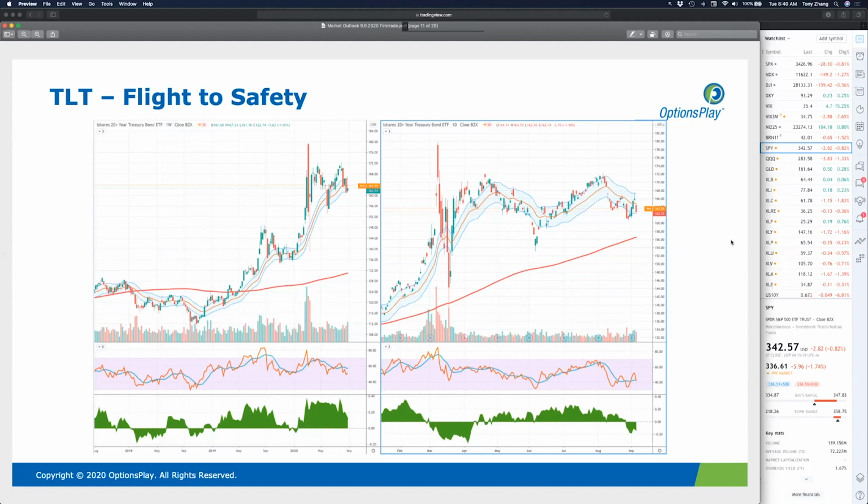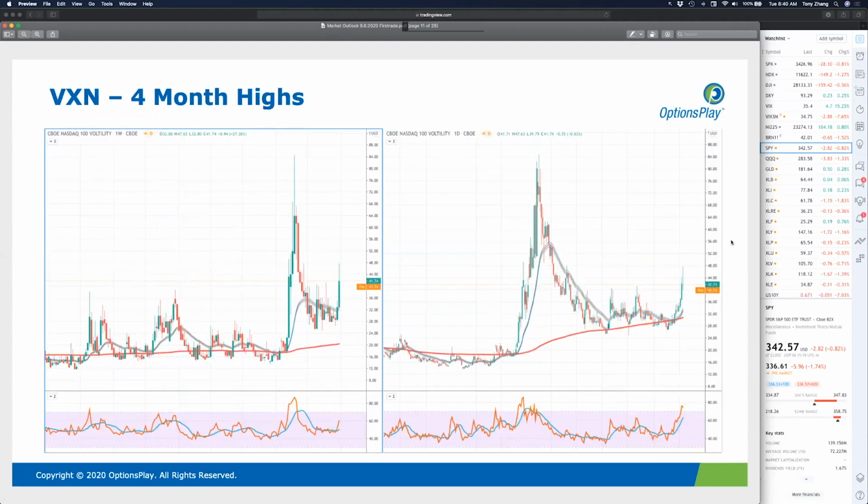Now, if we look at the Nasdaq 100 Volatility Index, this is one that we do want to pay attention to because it is now at a 4-month high. Looks like we're going to open up a little bit higher again today. If we get back above that 48 level, we're really talking about a high that hasn't been seen since the coronavirus crash. Now, is there as much uncertainty now as there was during the coronavirus crash? I don't think so.